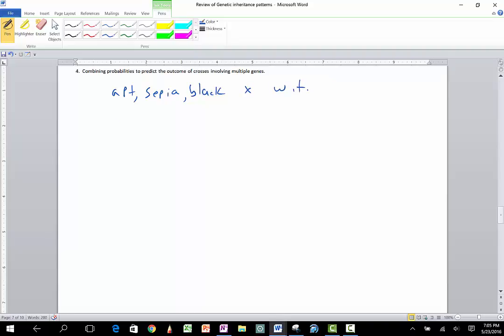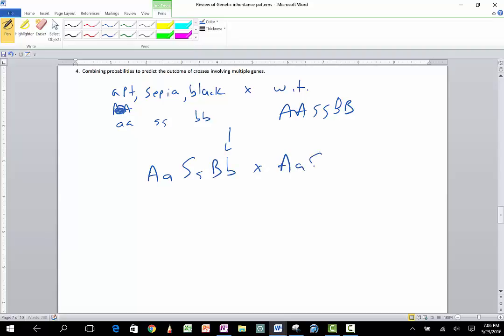And let's say we know that all these guys are recessive and all these guys are dominant. Then we'll get something that's heterozygous for all three genes. And then let's say we cross those together in our F1. So what kind of cross is that? That's a trihybrid cross.